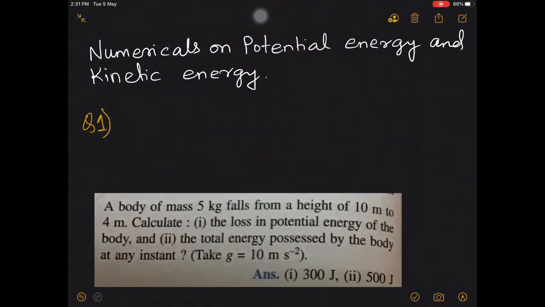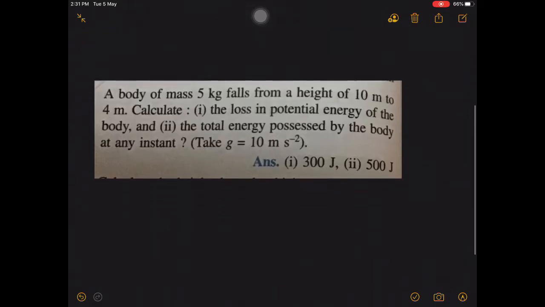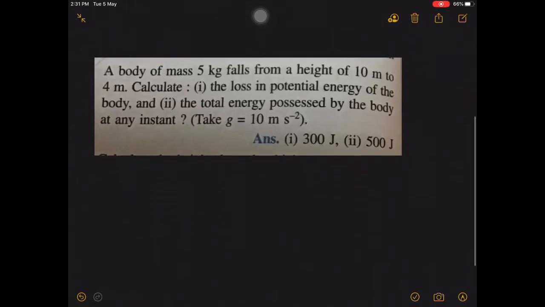In today's lesson we will discuss numericals on potential energy and kinetic energy. So as you can see on the screen, I have written the first question. The first question says that a body of mass 5 kg falls from a height of 10 meter to 4 meter. Calculate the loss in potential energy of the body and the total energy possessed by the body at any instant. So let's solve it.